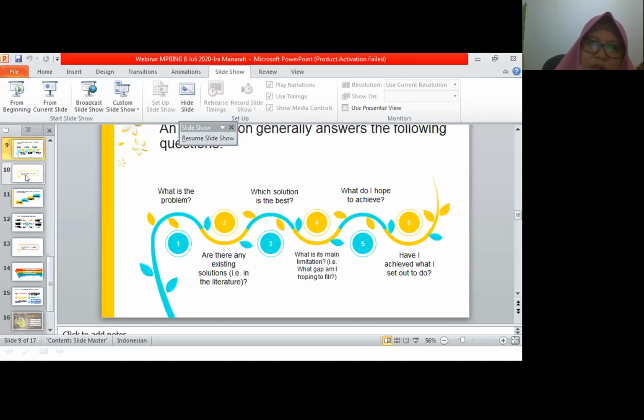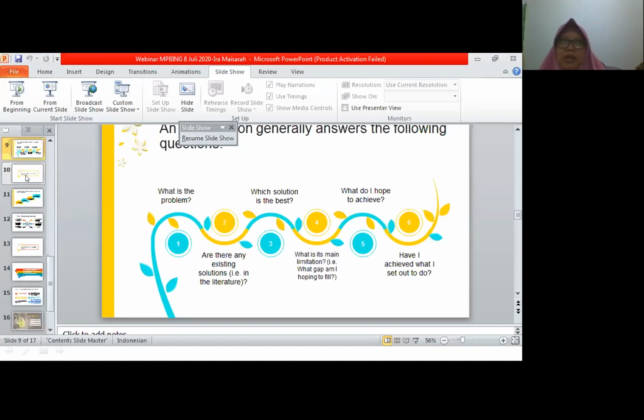For example, we are going to discuss curriculum studies. So what are the problems in the curriculum itself? So we have to discuss more in the introduction to give descriptions to the readers about what problems will be helped by our dissertation or thesis. And the second one is, are there any existing solutions?